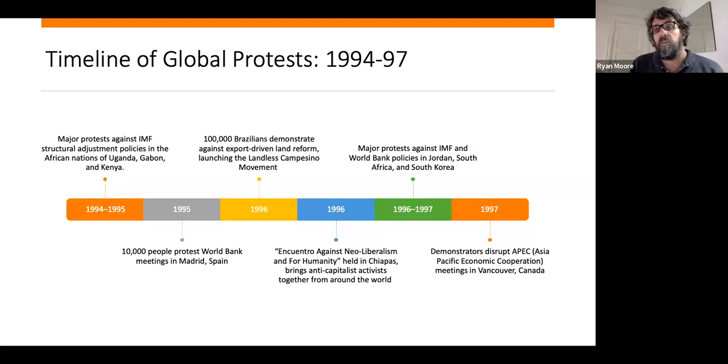And also in more developed places like Madrid. And also movements against other kinds of free trade agreements like the APEC, the Asia-Pacific Economic Cooperation agreement, the meetings there in Vancouver. That's the same APEC that's going to be meeting in San Francisco starting 5 days from now. I'm recording this on November 9th, 2023, and APEC will be meeting in San Francisco starting on November 14th.